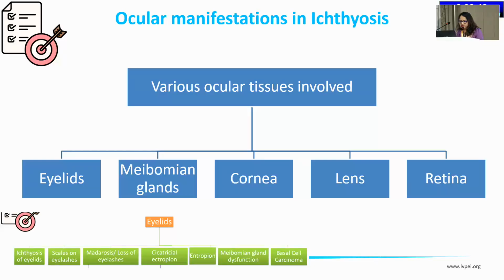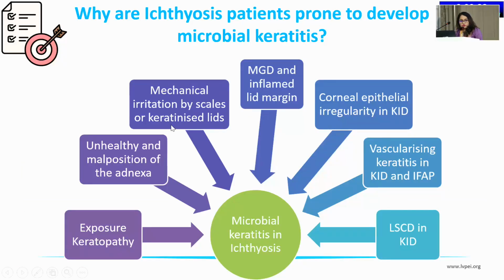The various ocular tissues involved, as already mentioned, include eyelids, meibomian glands, cornea, and infrequently the lens and the retina. It mainly involves the eyelid and the meibomian glands because of the dryness of the skin, the atrophy of the meibomian gland and cicatrizing entropion. Why are these patients prone to develop microbial keratitis? Because of exposure keratopathy, unhealthy and malposition of the adnexa, irritation by scales of the keratinized lid, meibomian gland dysfunction, epitheliopathy, and also vascularizing keratitis.